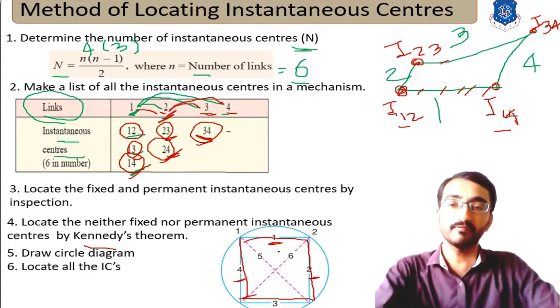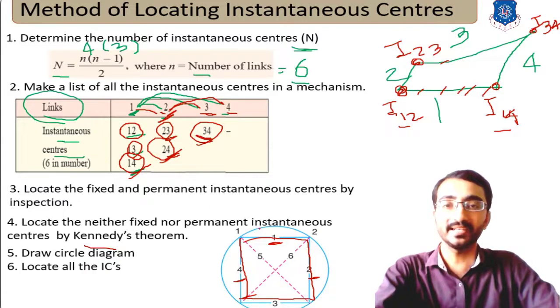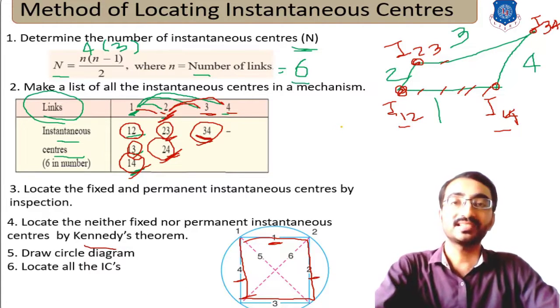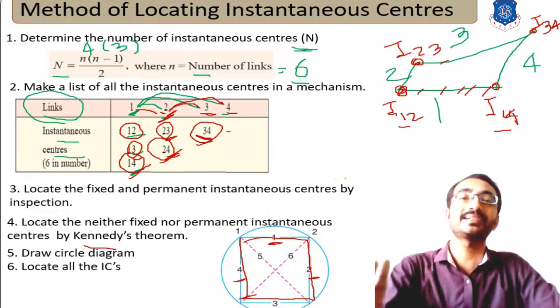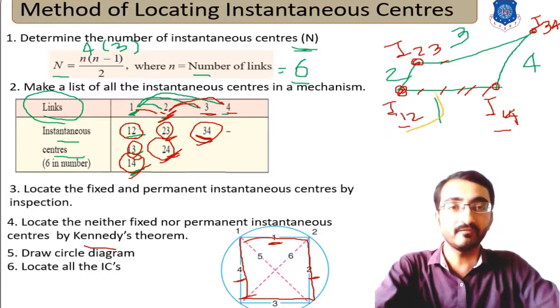Okay, so how will we find the remaining 2? In this diagram, we first have to identify which 4 centers we have obtained. So over here, let's first locate which 4 centers we have obtained. The first one is I12. So over here we have located I12, and in this table we can make a circle on I12.